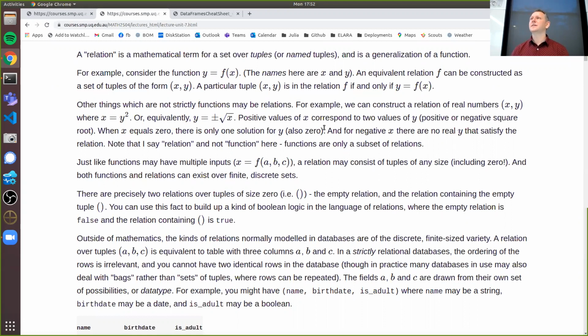It's a relation. It's a generalization of a function where, at any given x, there could be any number of y's. There could be 0, 1, 2, 100, a continuum.